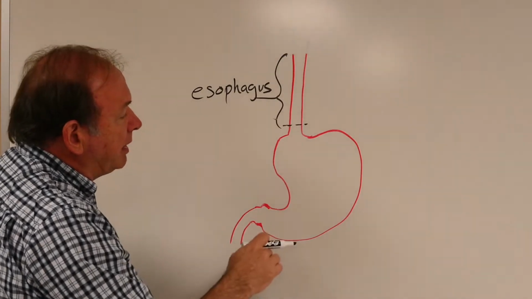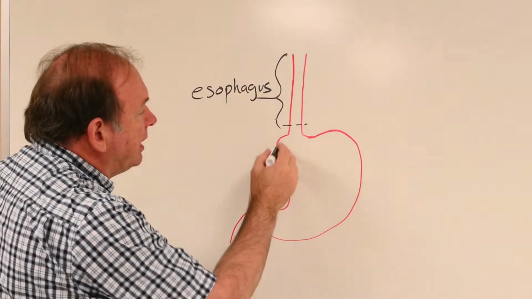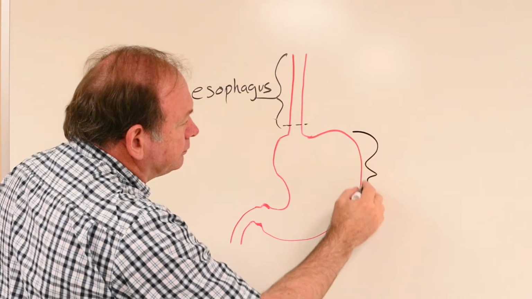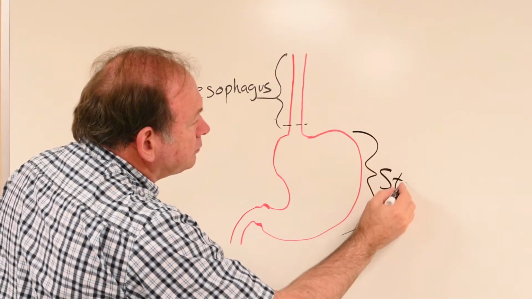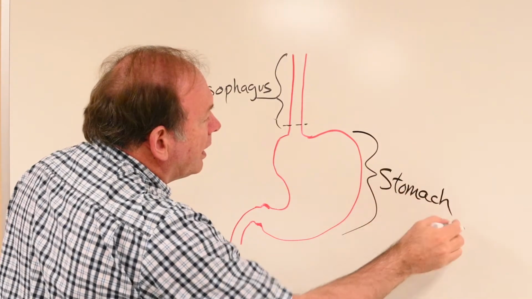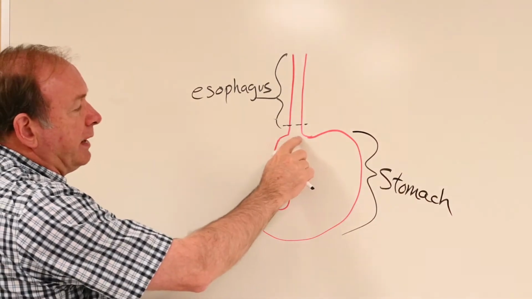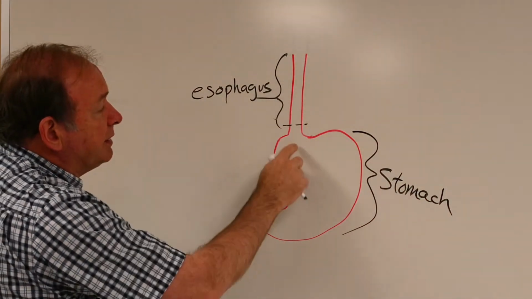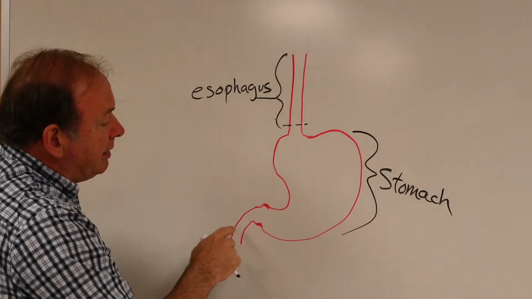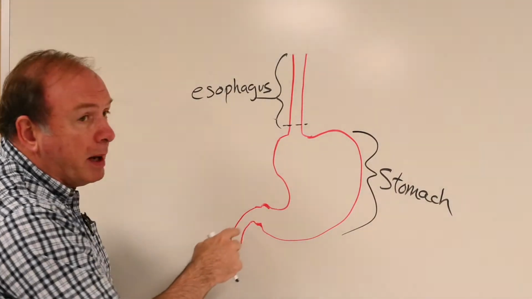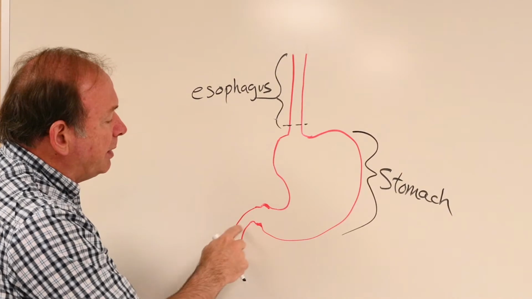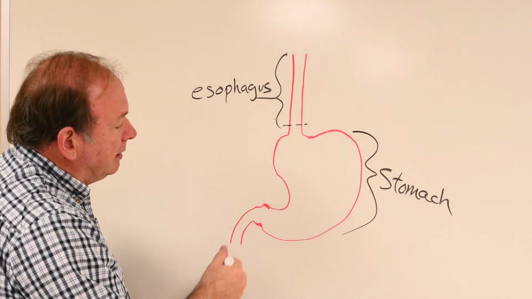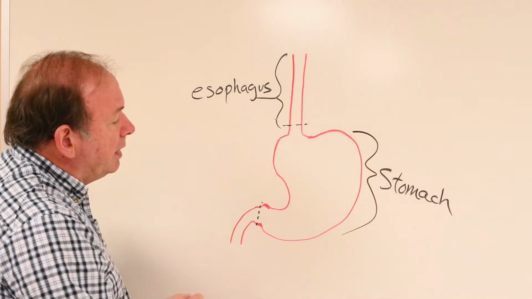Next, we have the stomach. So all of this right here is the stomach. There's a bit of a sphincter valve here at the top of the stomach called the cardiac sphincter between the esophagus and the stomach. And then down here at the other end, there's what we call a pyloric sphincter between the stomach and the intestine, about right through here.